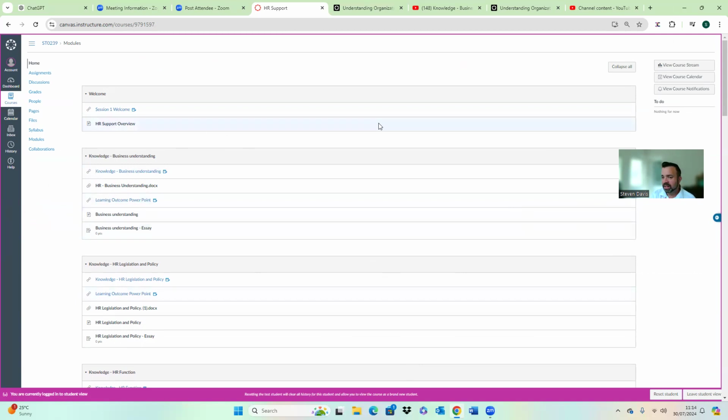So hopefully that's given you a bit of an understanding of your HR functions, in understanding your business. And next month, we're going to be looking at legislations and policies. So it'll be really useful for you to start digging out your policies and procedures relevant to your roles and responsibilities for next month's session.